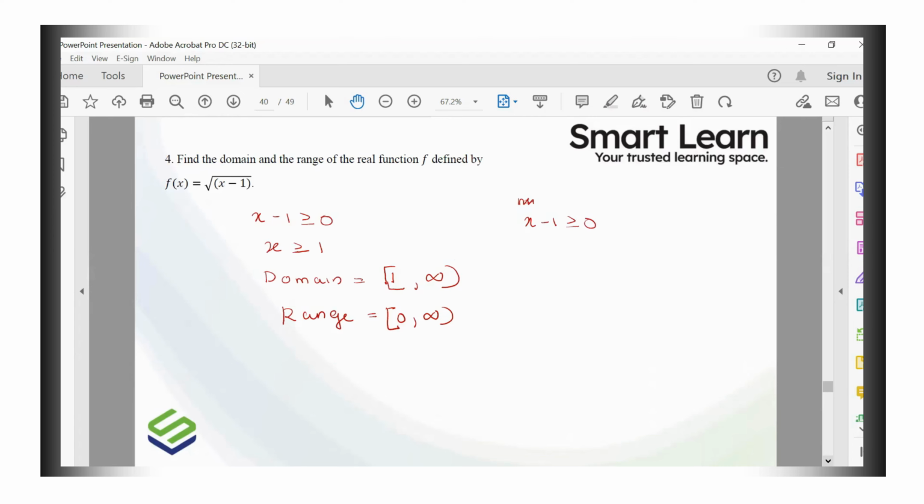Range, you just put this value here, children. So when you put 1, what will come? 1 minus 1, 0. When you put 2, 2 minus 1, 1. So it will go 0 to infinity. So the range will be 0 to infinity.